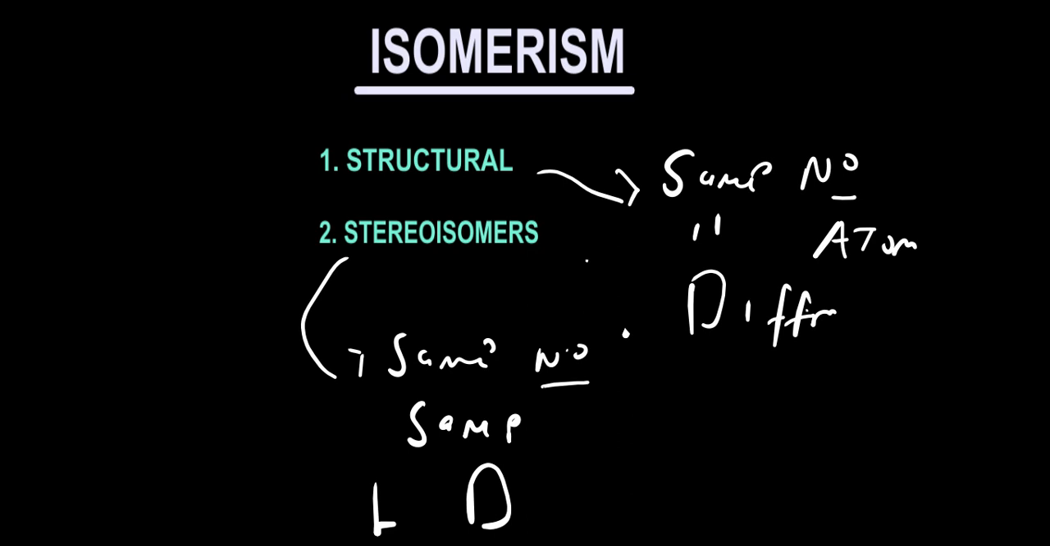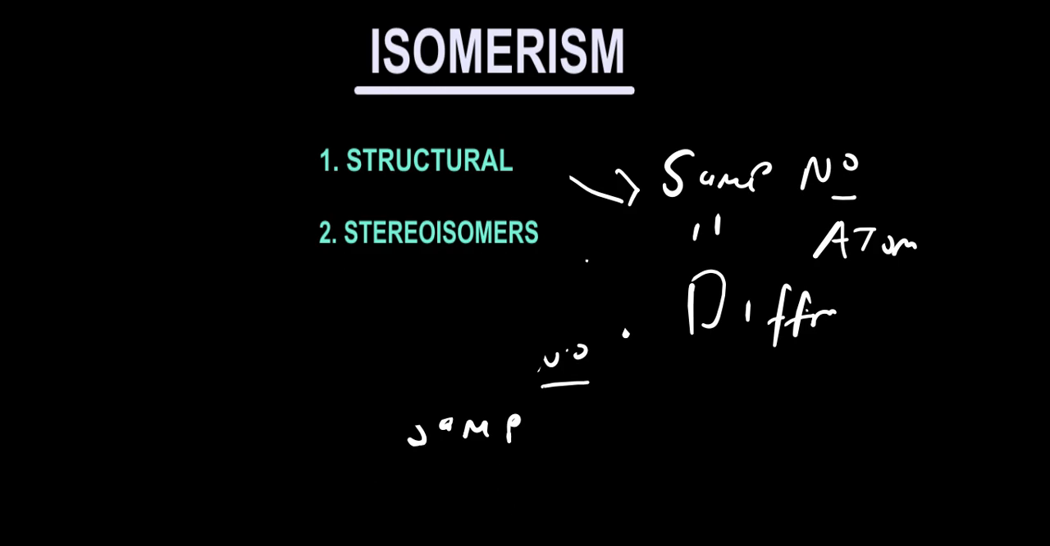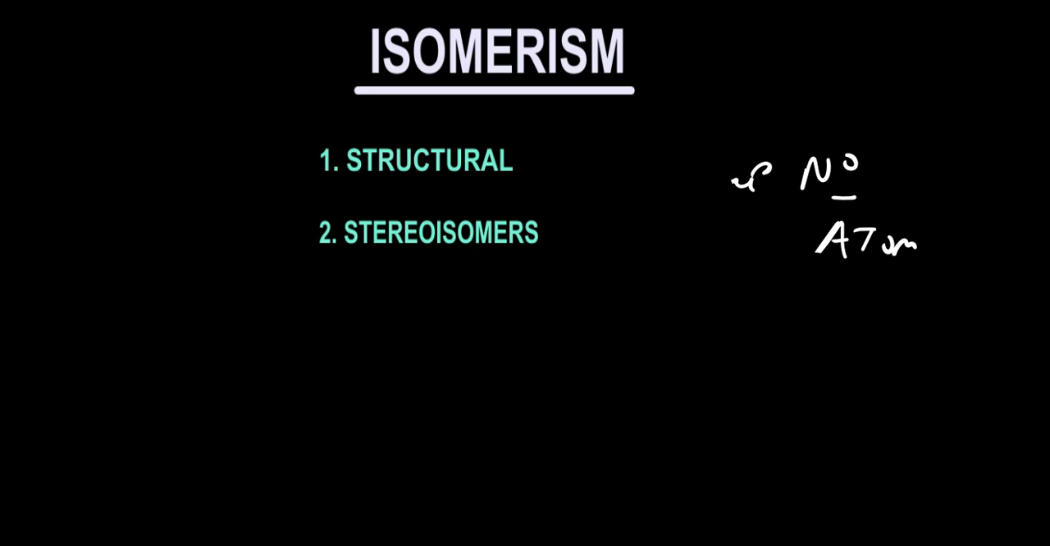Now, why does this happen? That's why I introduced the aspect of a chiral carbon. A chiral carbon is a carbon that is connected to 4 different functional groups. It's the one behind stereoisomerism.